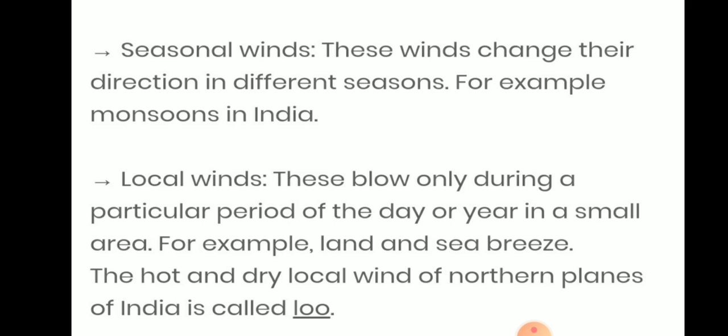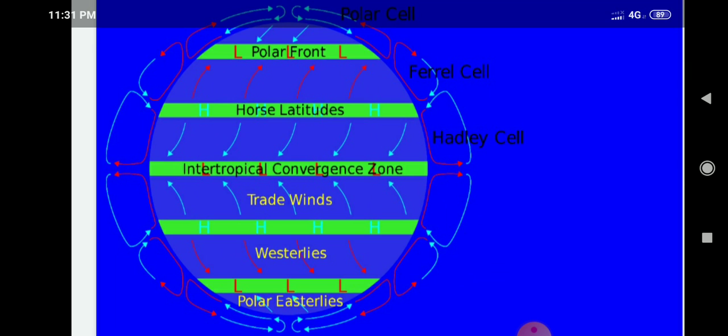After these three different types of wind, we have a picture here to show you the permanent winds of the earth. We have three cells on both sides, in the northern hemisphere and southern hemisphere. We have the Hadley cell, Ferrel cell, and polar cell, both in the northern and southern hemisphere. In the Hadley cell, we have trade winds, which move permanently from the northeast direction.